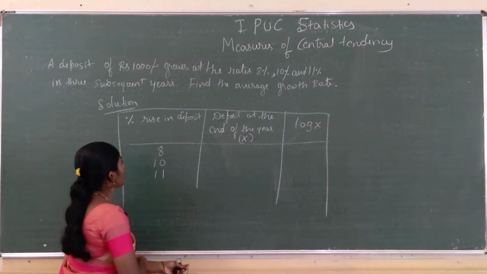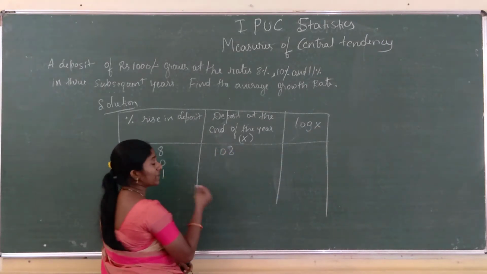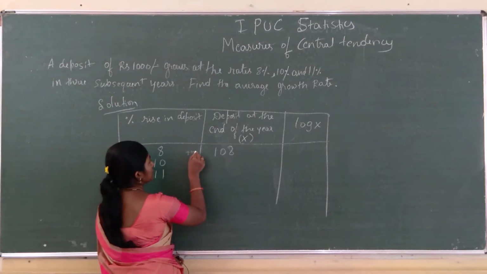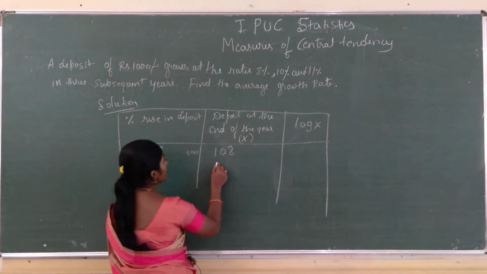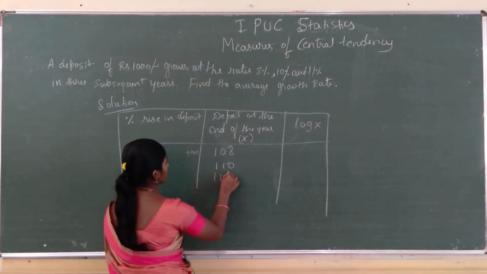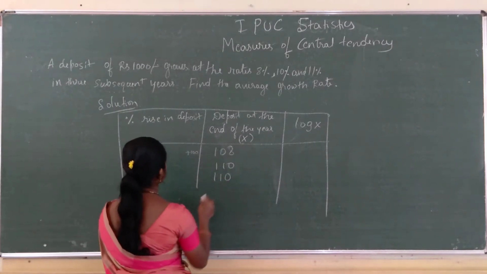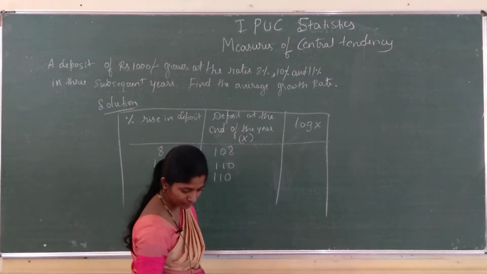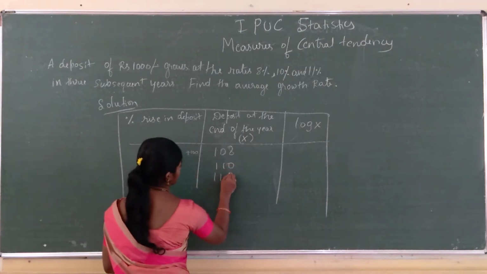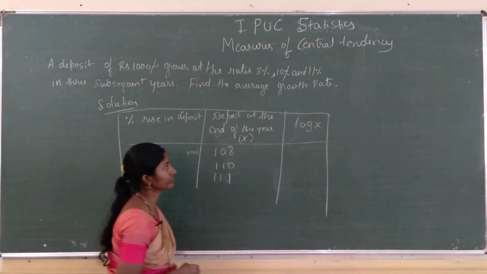Then 8 plus 100 becomes 108. 10 plus 100, that is 110. 11 plus 100, that is 111. So now we got the x values.